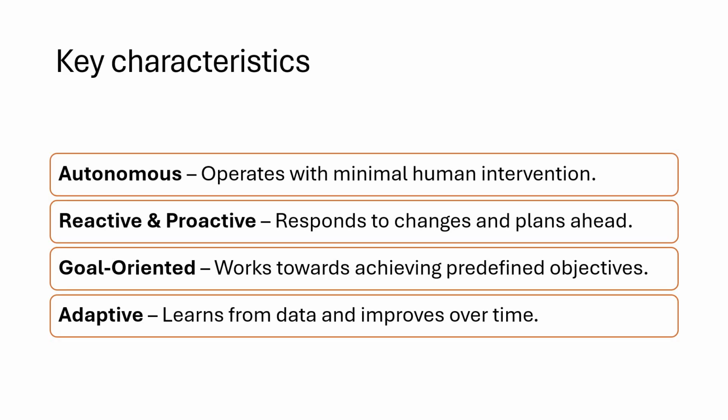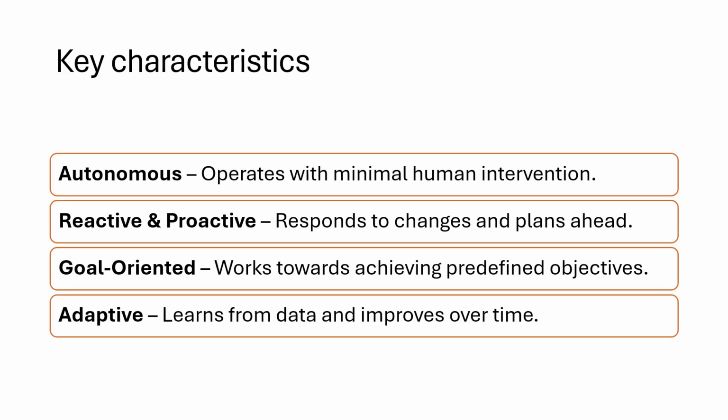Then they are goal oriented. They work towards achieving predefined targets. What does it mean? AI agents focus on achieving a specific goal rather than random actions. They optimize performance based on a set of rules, models, or learning processes. For an instance, a self-driving car aims to transport passengers safely, following all the traffic rules, detecting pedestrians and avoiding obstacles. And finally, AI agents are very adaptive.